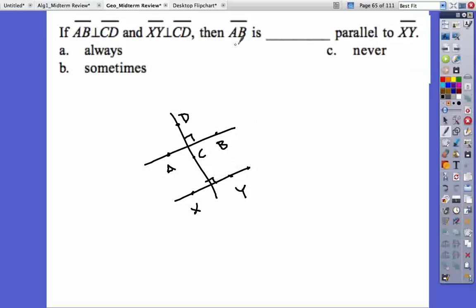So that means that AB is parallel to XY. It is, because I have corresponding angles that are congruent. And so that is always the case. If corresponding angles are congruent, then the lines are parallel. A is the correct answer.